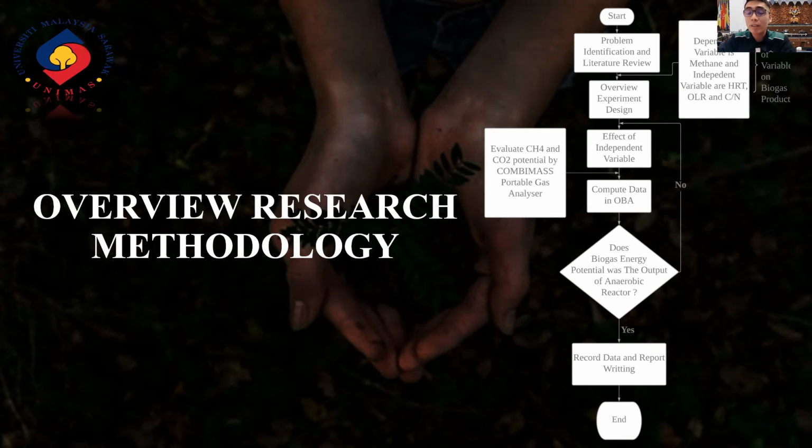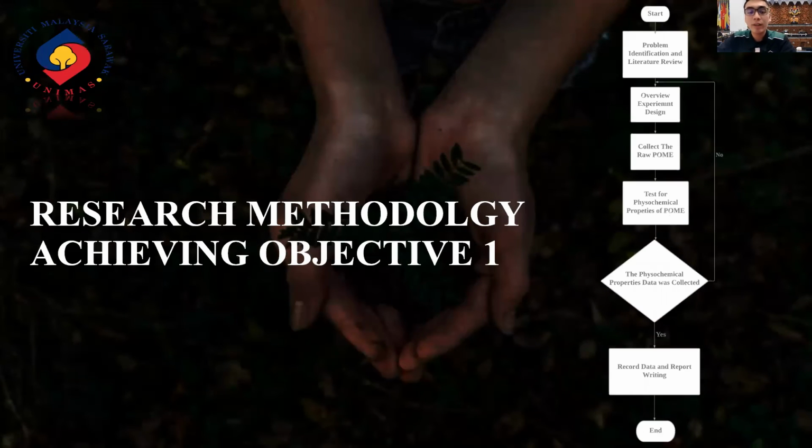So what type of data are we going to compute in the OBA? The data that we're going to compute in the OBA is CH4 and CO2, which we collected from the anaerobic digester by using a portable gas analyzer. Is the biogas energy potential the output of the anaerobic reactor? If no, we will start again from the effect of variables, and if yes, we will continue to record the data and write the report. That is the research methodology in achieving objective one.